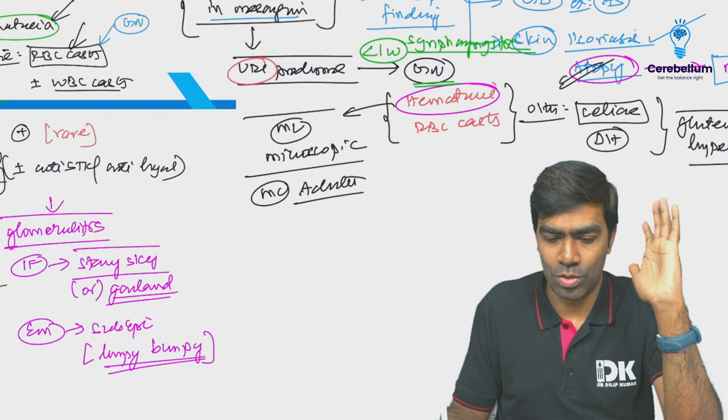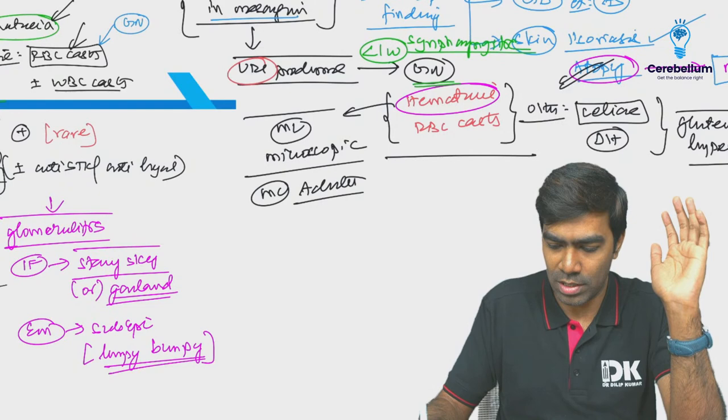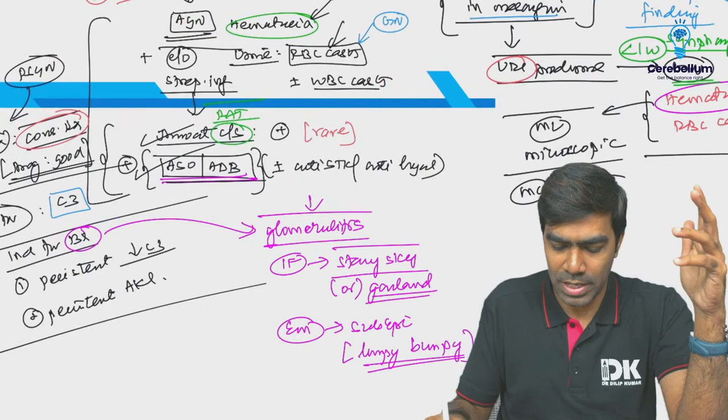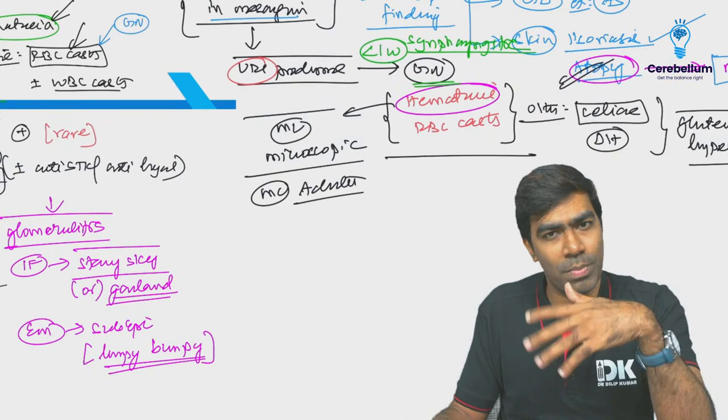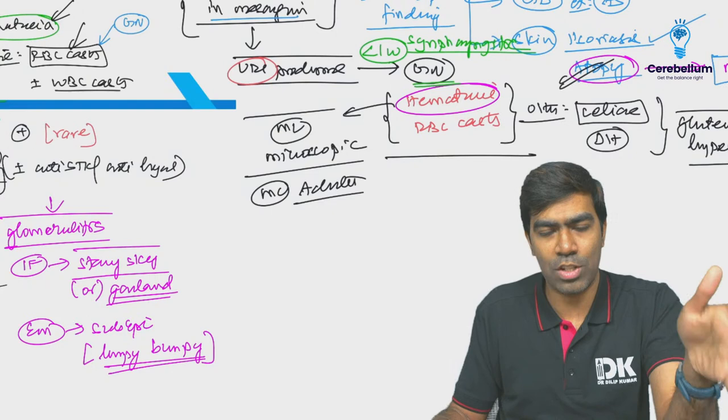So how will you diagnose? Look at this picture and rule out secondary causes. For example, in adults, the most important thing you have to rule out is PSGN, because you have to rule out infection related problems. That's why you do anti-DNase B titers, ASO titers and all, to make sure that it is not PSGN. So you have to rule out PSGN, very, very important. Make sure that the titers are normal, it's not streptococcal infection. Then consider starting treatment.